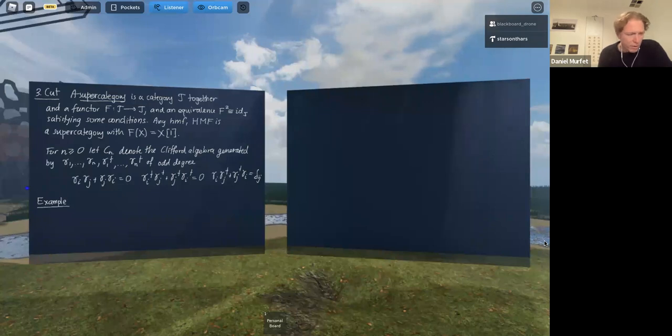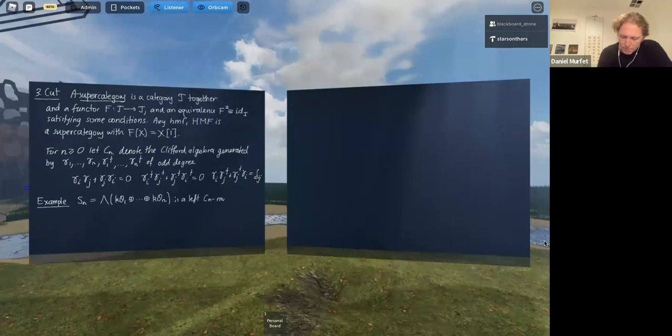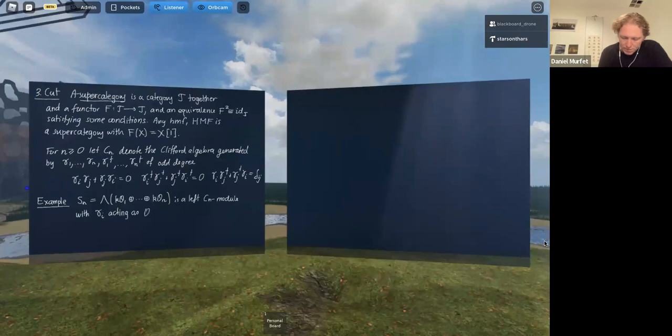So I need to tell you some examples of modules and bimodules over these algebras. So this is a series of algebras. C0 is just the ring K. So for Sn, I'm going to mean the spinor representation. So this is the exterior algebra on n symbols. This is a left C module, with gamma I acting as contraction with the one form theta I star, and gamma I dagger as wedging.